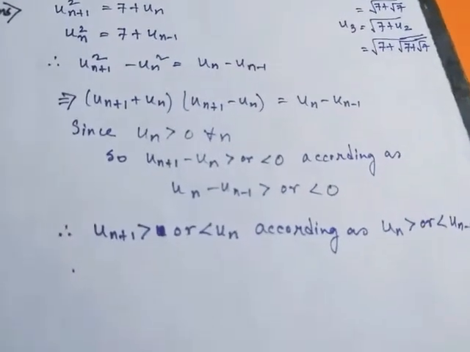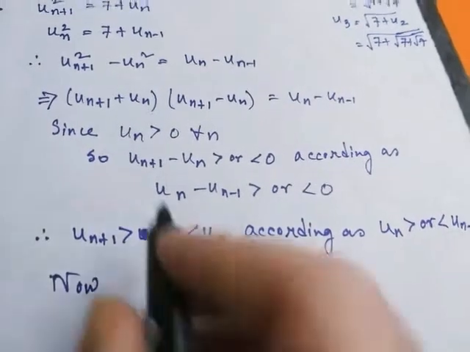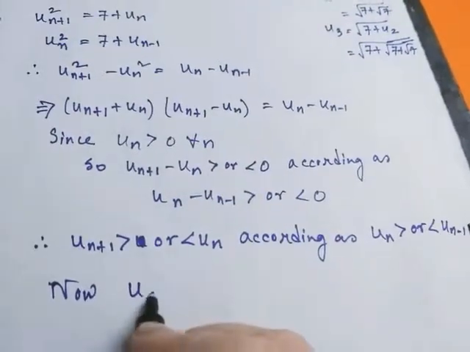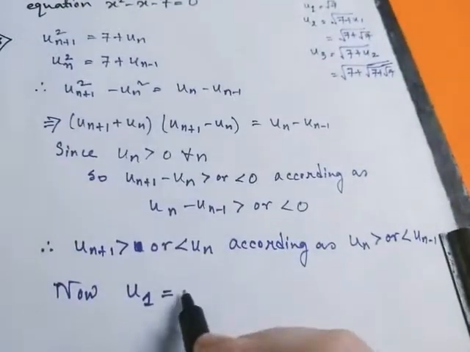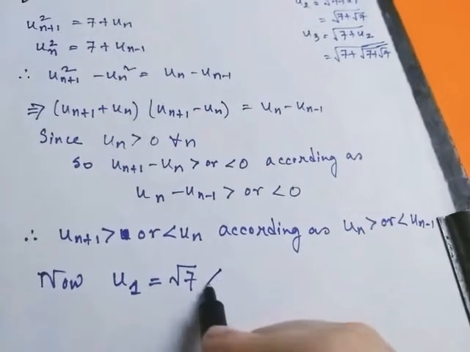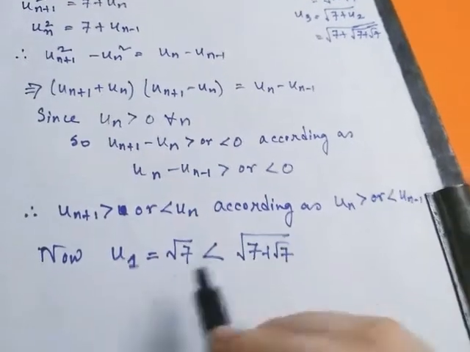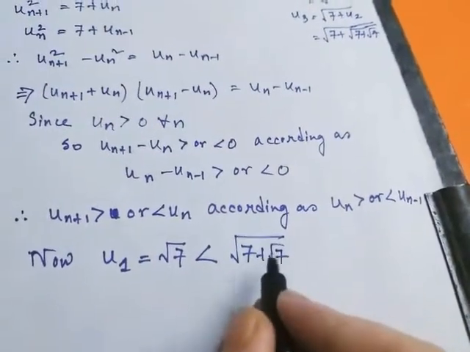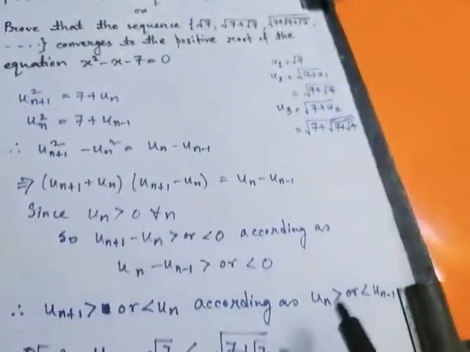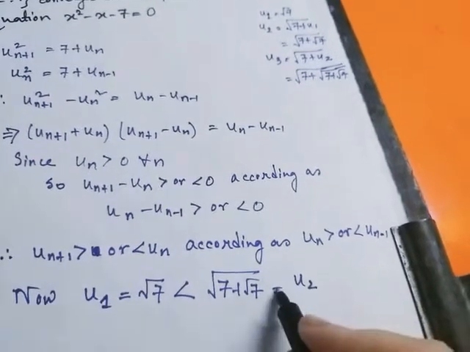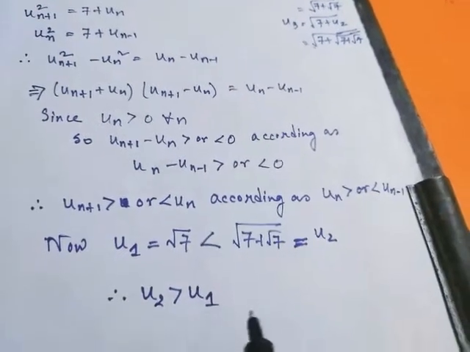So now, u_1 = √7. This is strictly less than √(7 + √7), because we add √7 here, which is u_2. Therefore u_2 > u_1.